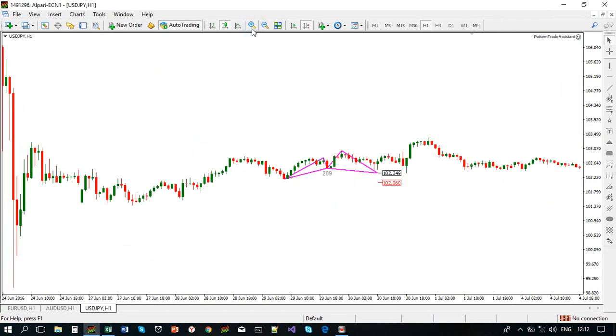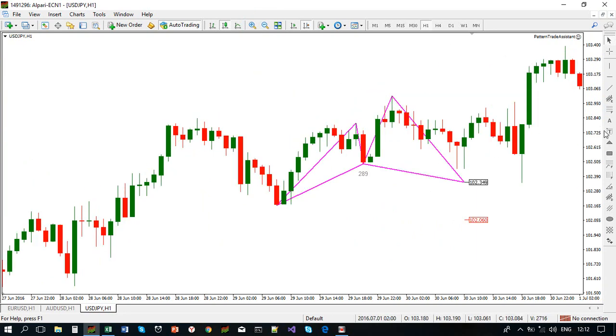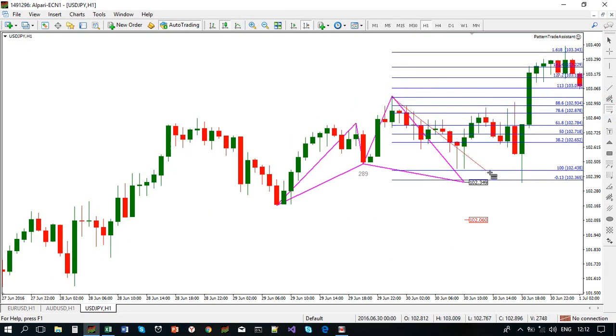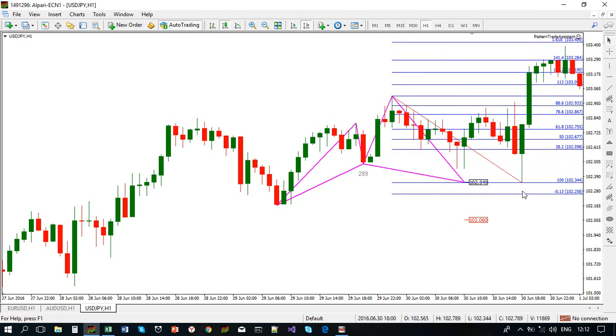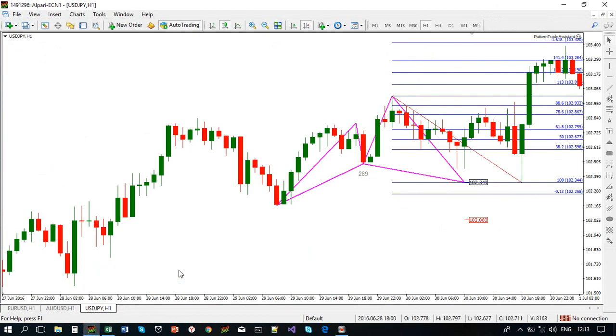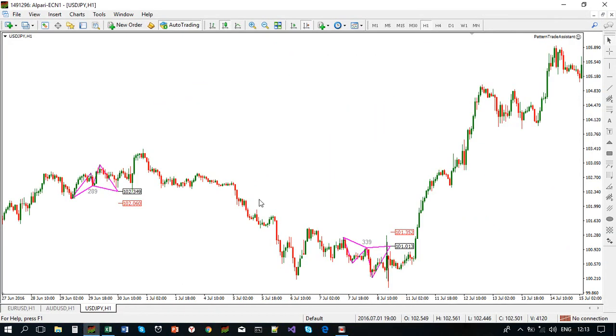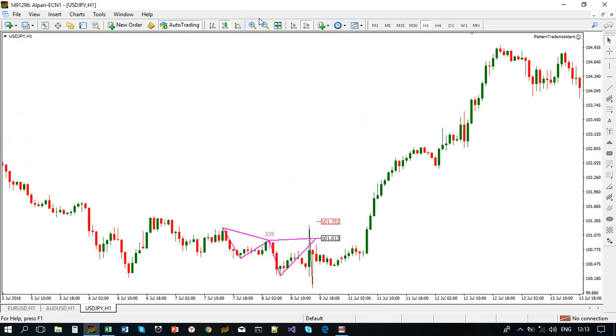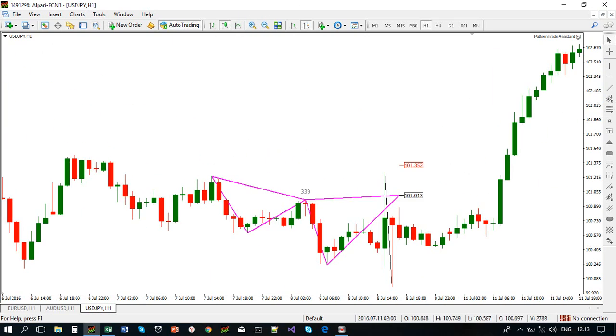What is this? It triggered. Whoa, you can see that. 25.1, 28.9, 28.9, 25.1, and it equals take profit. Another trade here. Look at this.